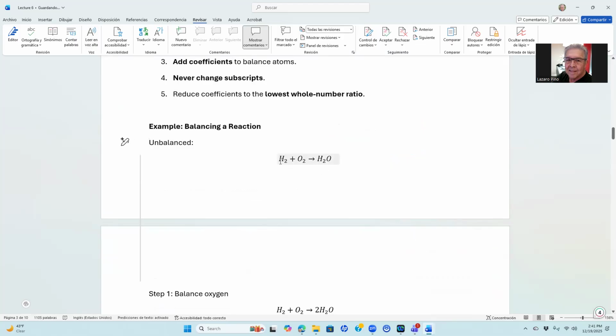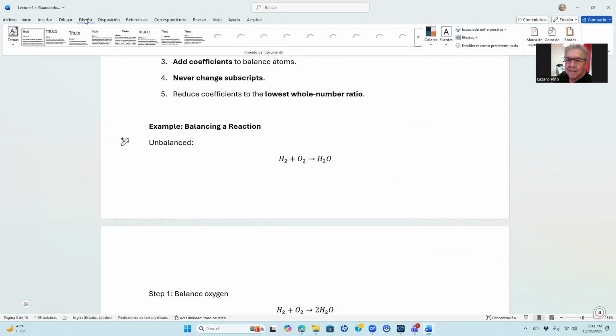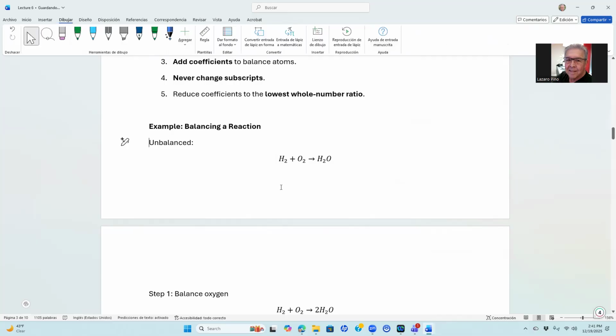Okay, this equation is unbalanced. Why do you know that? I'm going to show you the way you can follow. You make a line here, and then you say hydrogen, hydrogen, oxygen, oxygen. How many hydrogen? 2. How many hydrogen? 2. How many oxygen? 2. How many oxygen? Only 1. Oh, it's not balanced.